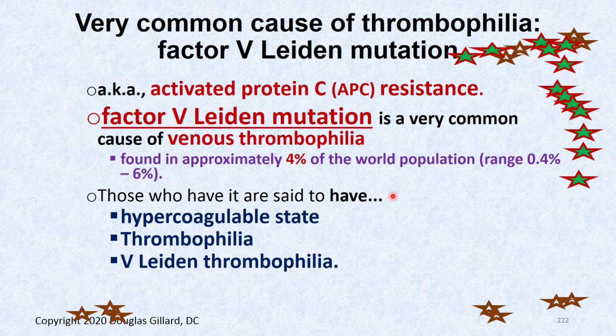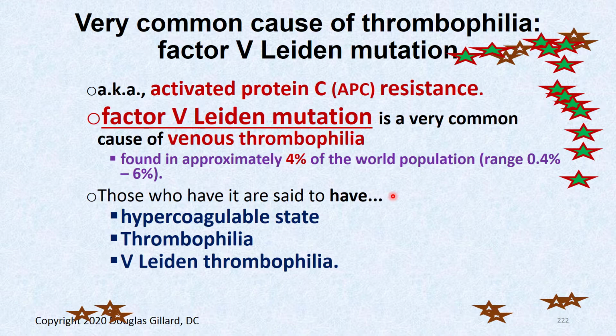We were talking about thrombosis, and now we've come to a very common cause of thrombosis or thrombophilia, and that is the factor V Leiden mutation. Stars are overflowing everywhere. I don't know how else I can emphasize the importance of this topic. It also has an AKA. You could see it on boards as factor V Leiden mutation. You could see it as activated protein C resistance.